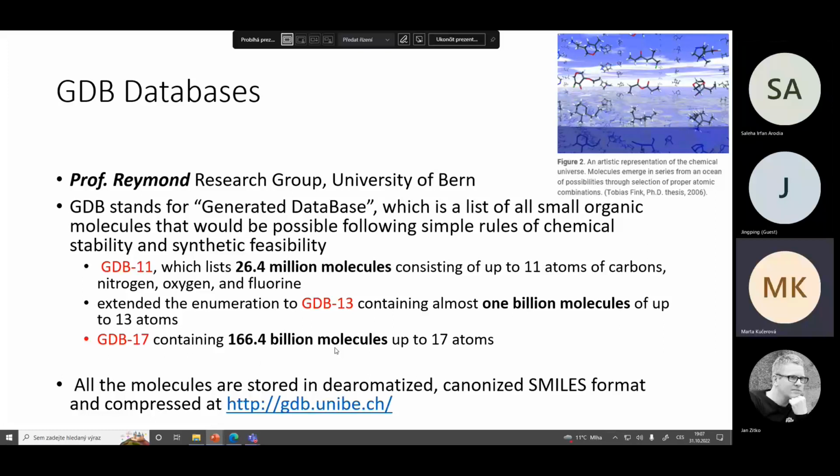166 billion molecules. So this is an approach for first preparing the compounds in silico based on some criteria. So you would also be able to create larger or smaller molecules, which was the case of GDB-11 or GDB-13, and use the chemical space to create new molecules. The question is whether the molecules are really synthesizable.